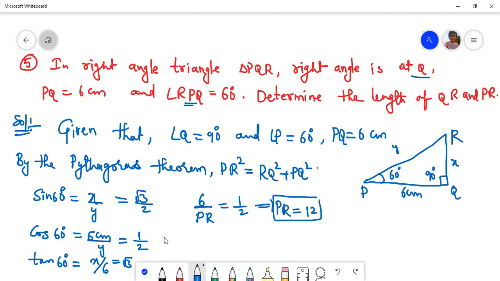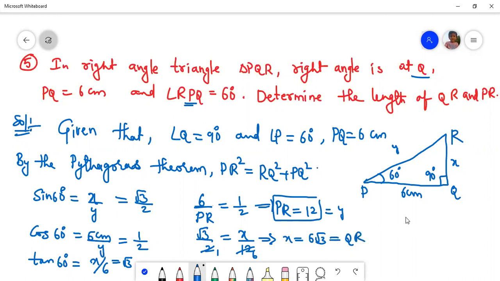Next here, if we know the PR, then we can write sin 60 is root 3 by 2, equal to x by PR, where PR is 12. That is, PR is equal to 12 centimeter. From this, 2 ones are 2, 2 sixes are 12, so x equal to 6 root 3. That is, x is QR.